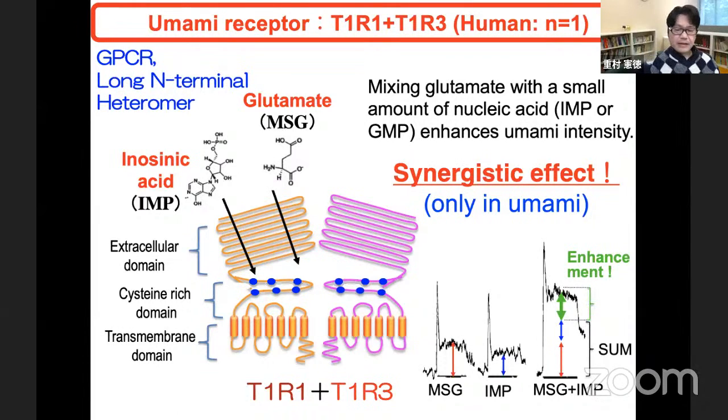Regarding the molecular mechanism underlying this synergistic effect, it's supposed that the binding regions for glutamate and IMP are different in the ligand binding site of the T1R1 extracellular region, which looks like the open mouth of the Pac-Man game character. Glutamate binds outside here and IMP binds inside. And this open mouth is closed more tightly by binding of both MSG and IMP.